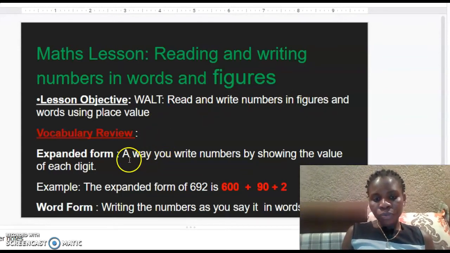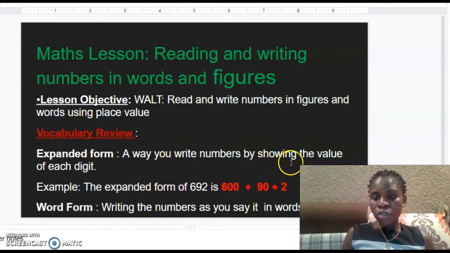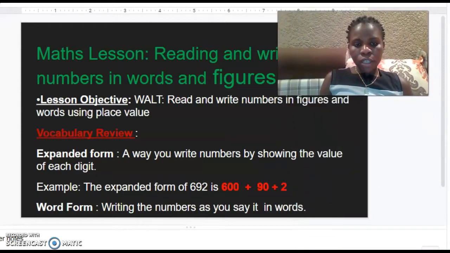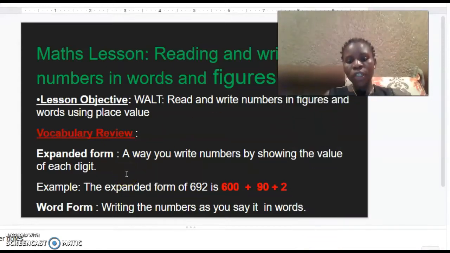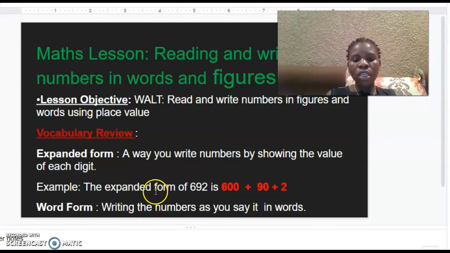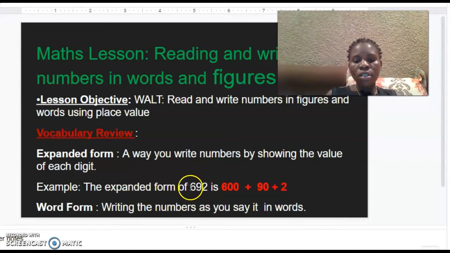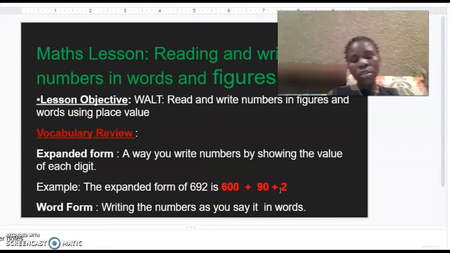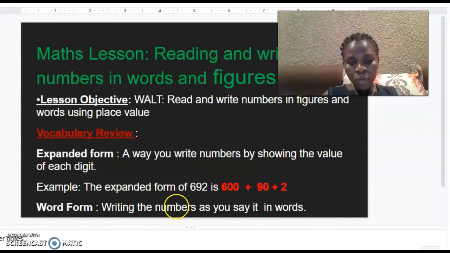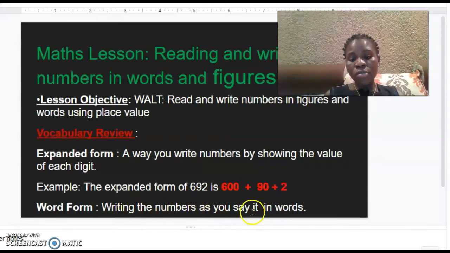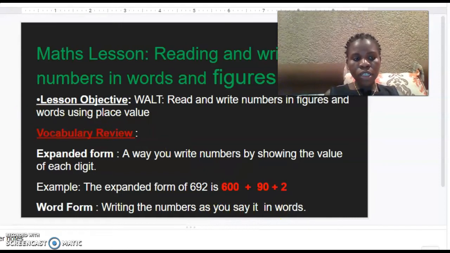Vocabulary review. Expanded form is a way you write numbers by showing the value of each digit. An example of an expanded form is 692 is 600 plus 90 plus 2. Remember, you're going to use their place values. And then the word form is writing the numbers as you say it in words. So let's have the first example.